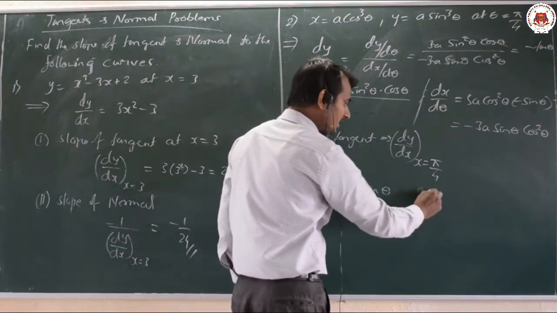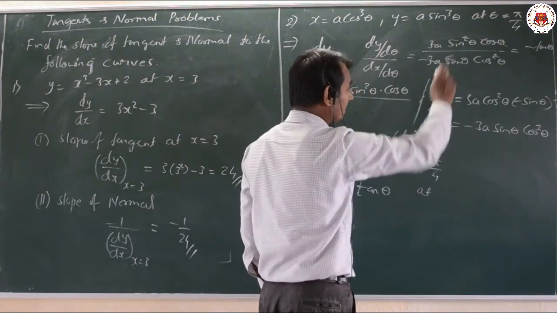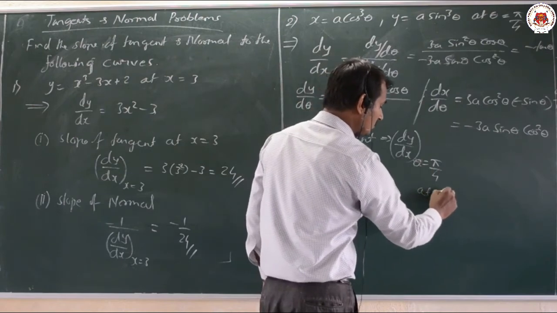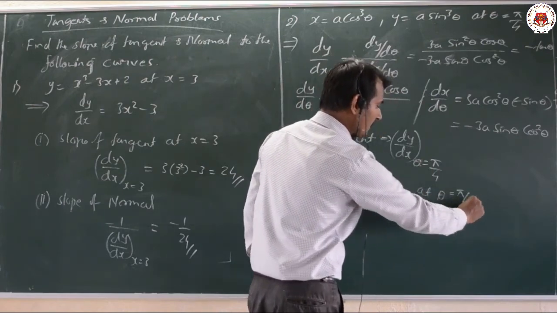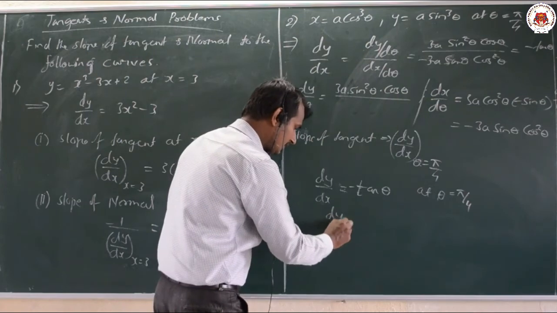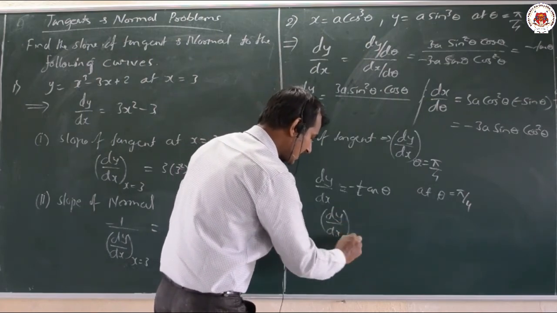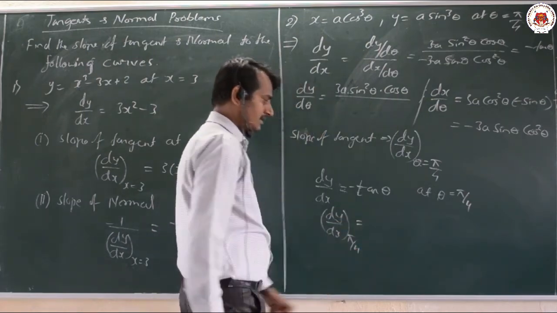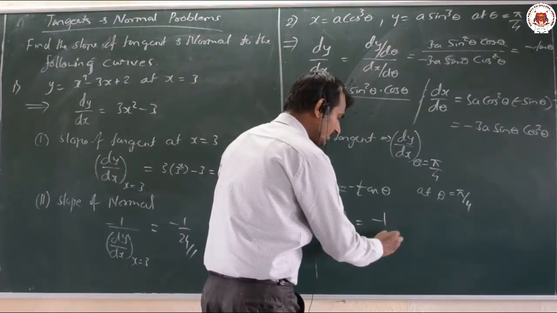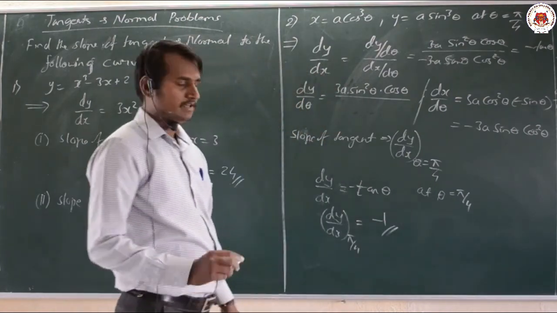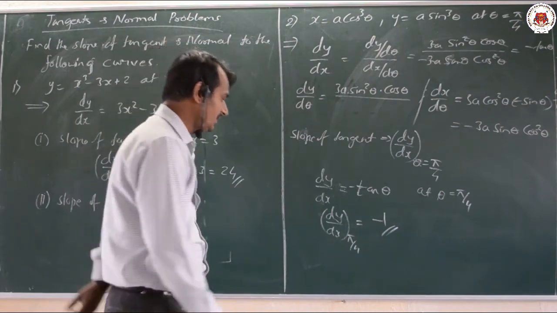Now at theta equal to pi by 4, that implies dy by dx at pi by 4, the value is minus tan pi by 4. Tan pi by 4 value will be 1 here. The answer is minus 1. That is nothing but the slope of the tangent.